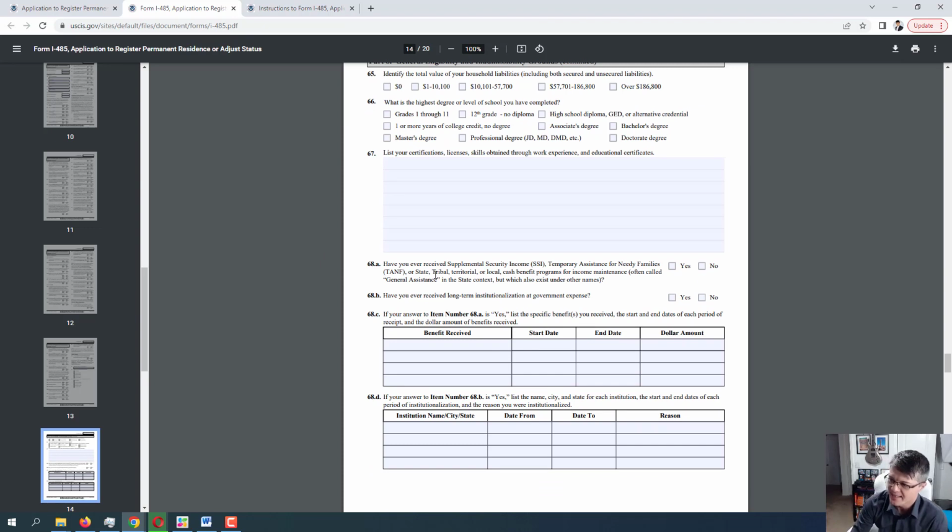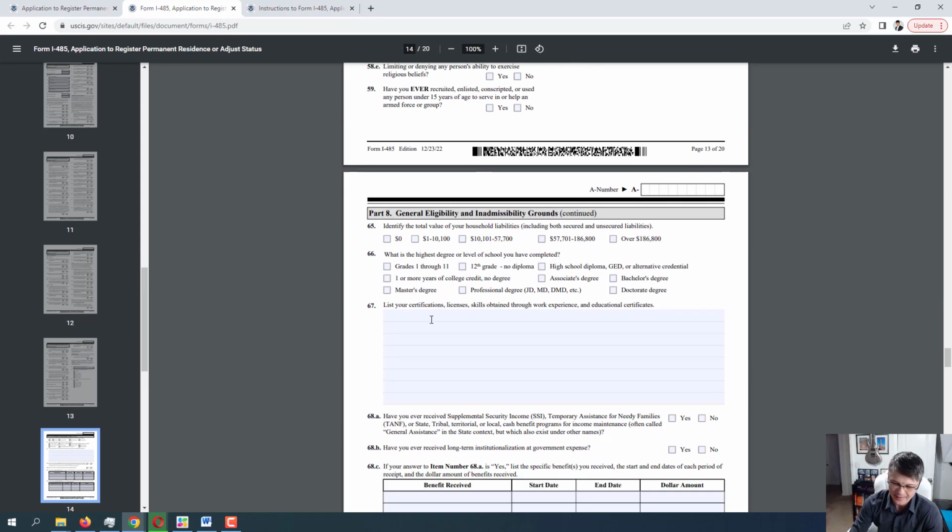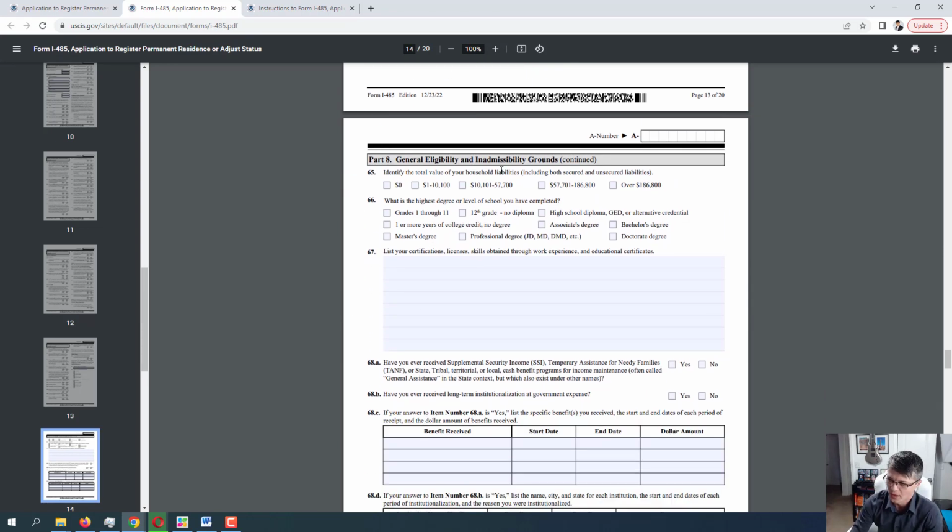Have you ever received supplemental security income, temporary assistance? Have you ever received long-term institutionalization at government expense? If you answer item number 68A is yes, list the specific benefits you received. If you answer item 68B yes, list the name and the city, state of each institution where you were institutionalized. Again, this is very, very personal stuff, so obviously you're going to know.